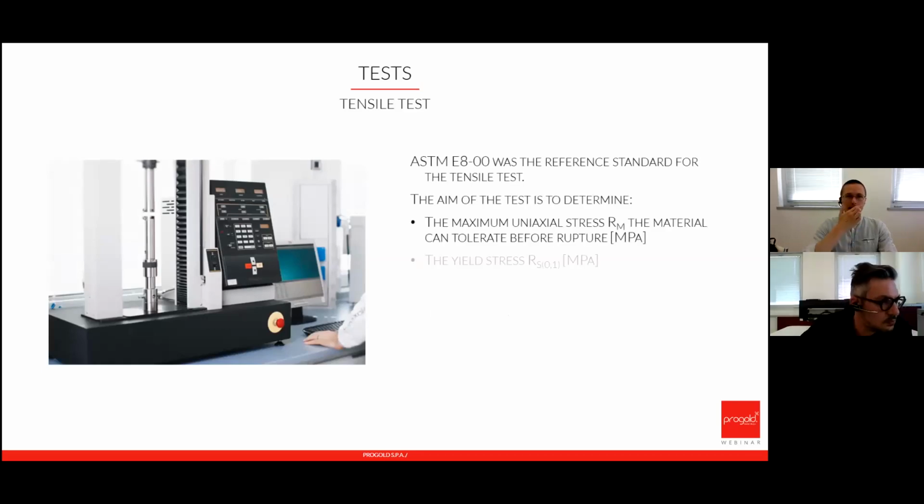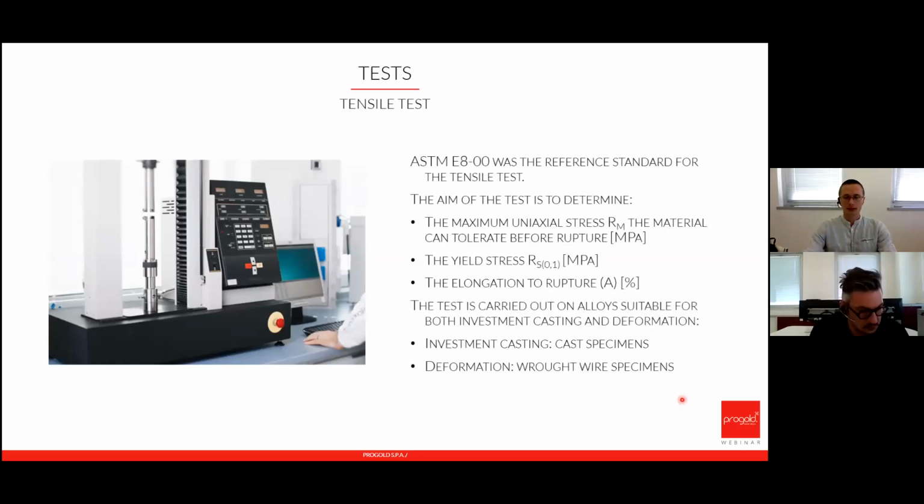We then perform the tensile test, and as per the ASTM standard, we do this test for both families of alloys, so casting alloys and wrought alloys, and we obtain the UTS, the ultimate tensile strength of the alloy. That is the maximum strength that the material can support before breakage. Then we measure the yield stress, that is the stress under which we can avoid deforming the material permanently, and then finally the elongation to breakage.